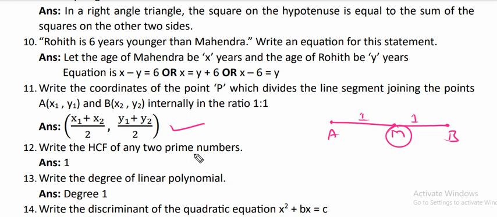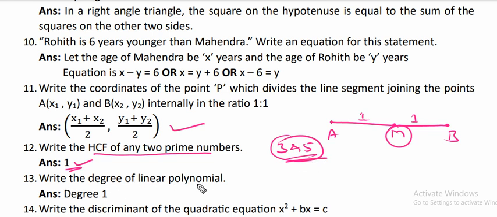Write the HCF of any two prime numbers. That means the HCF of prime numbers is always 1 because they are not divisible by any common number. So therefore the HCF of the prime numbers is 1. For example, if you take 3 and 5, these are two prime numbers. These two numbers are not divided by any common number. Therefore, the HCF of these two numbers is only 1.